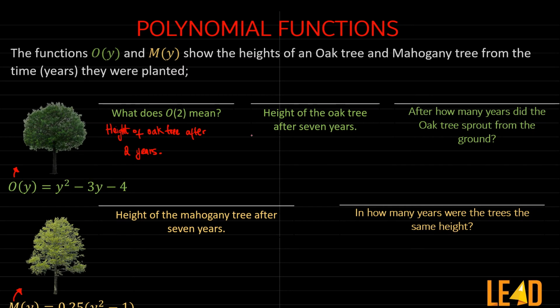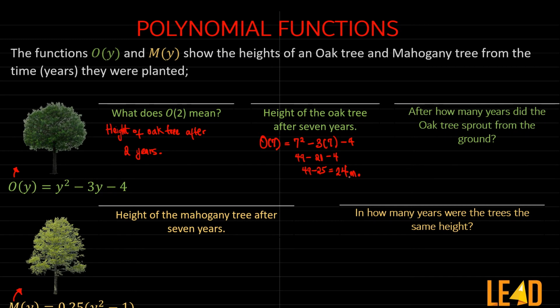Height of the oak tree after 7 years. That would be O of 7, right? So we're trying to figure out the height of the oak tree after 7 years. That would be 7 squared minus 3 bracket 7 minus 4. This would be 49 minus 21 minus 4. That would be 49 minus 25, which I think gives us 24. We're not given units, so I guess we could just work with 24 meters, right? 24 meters.